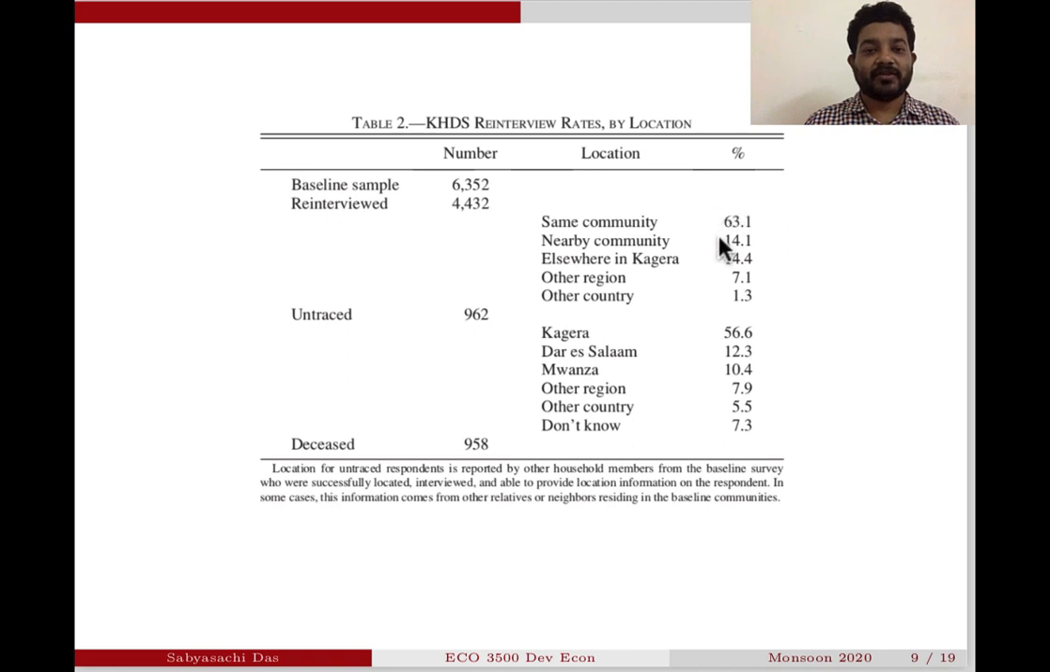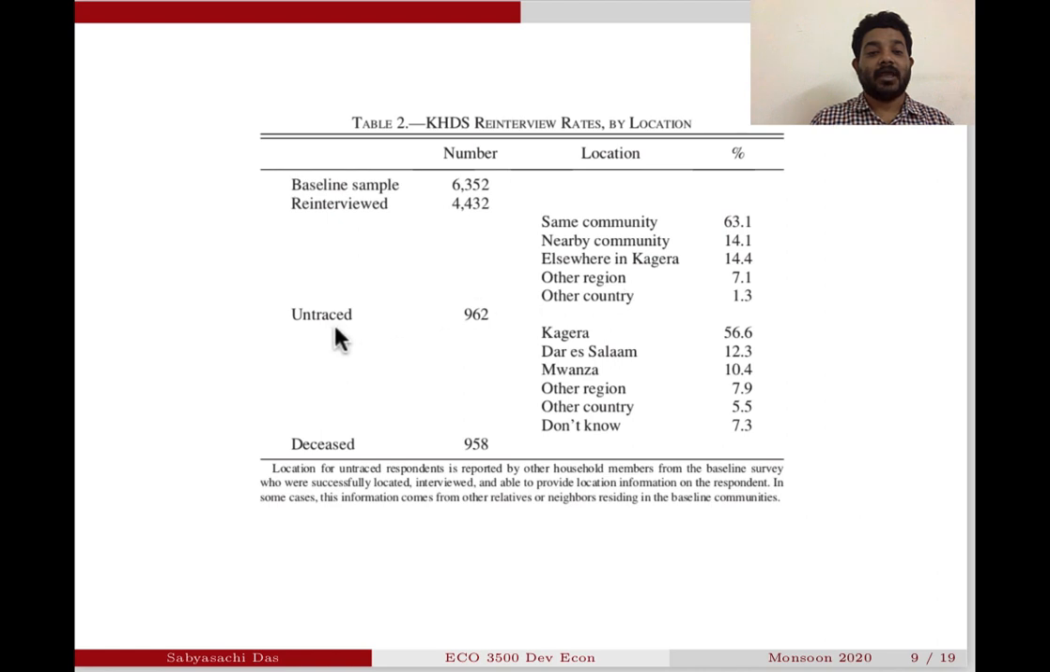about 63% of them live in the same community. This is based on the interviewed individuals, not households. So about 63% of the individuals live in the same community, 14% of the individuals live in a nearby community, another 14% live in Kagera, so they're sort of equally divided, and about 8.5% live outside the region. Okay, so that's the division.